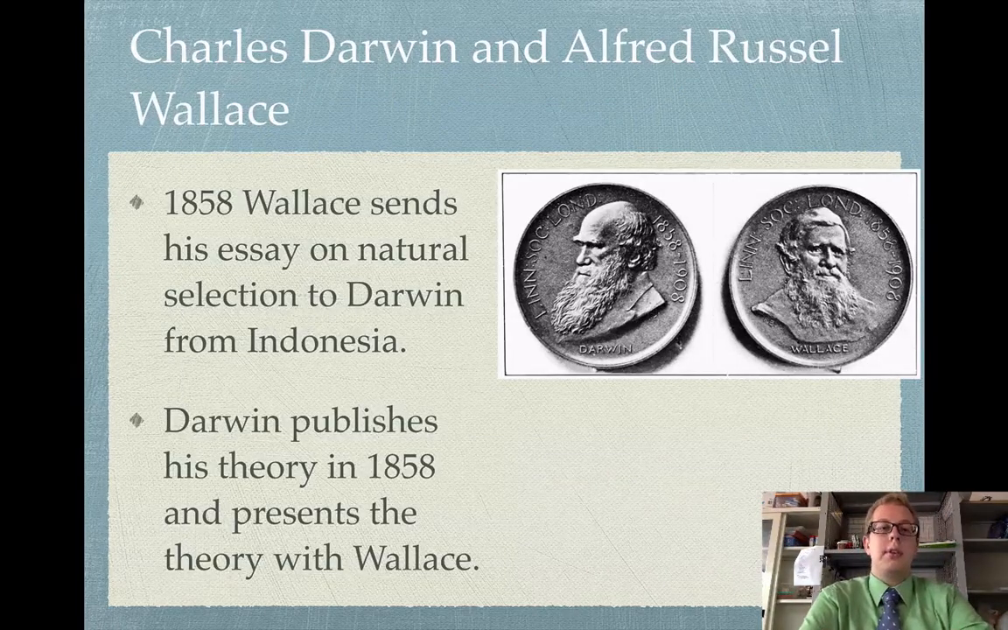Charles Darwin returns to England, but he doesn't write up his theory on natural selection. In fact, it's not until 1858, when Alfred Russel Wallace from Indonesia sends Darwin his essay on natural selection, that Darwin decides to publish. In 1858, Darwin publishes his theory, and Wallace and he present their theory to the scientific community. Most people remember Darwin, but Wallace also came to the same conclusions that Darwin did. This is how we've come to modern evolution.